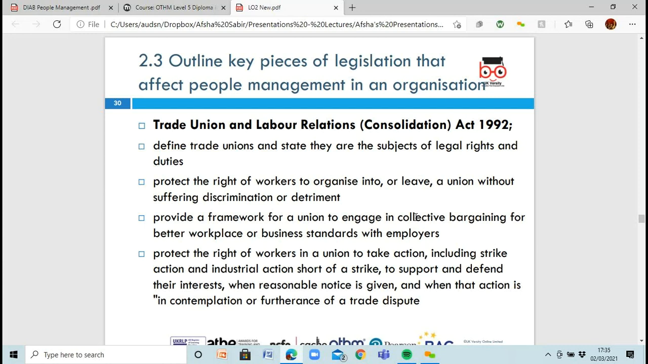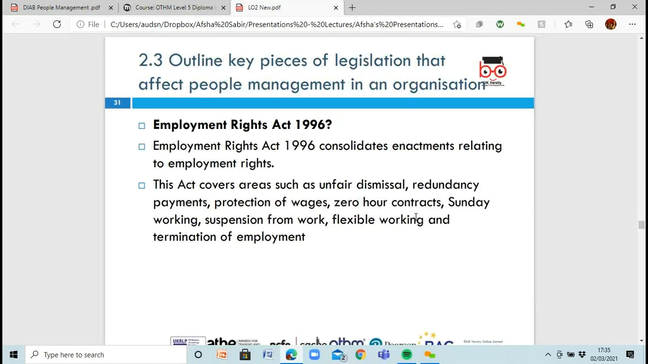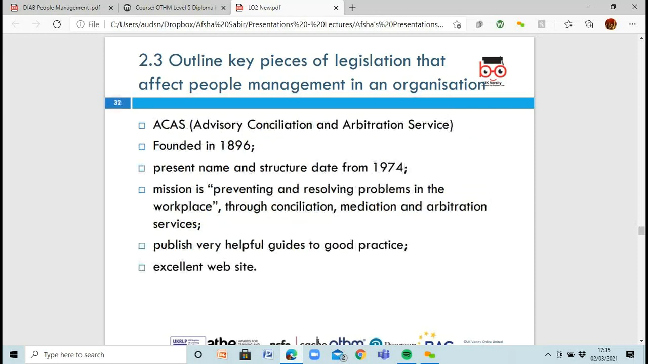Then we've got Employment Rights Act of 96. So this just actually consolidates all of the employment rights. So it covers unfair dismissal, redundancy, 0-hour contracts, suspension from work, flexible working, and protection of wages.